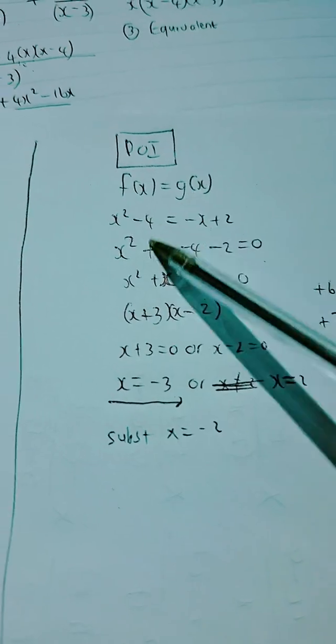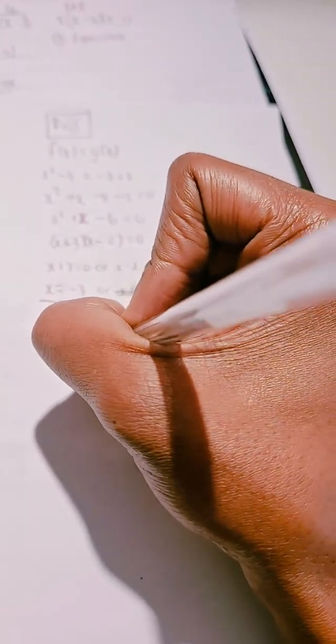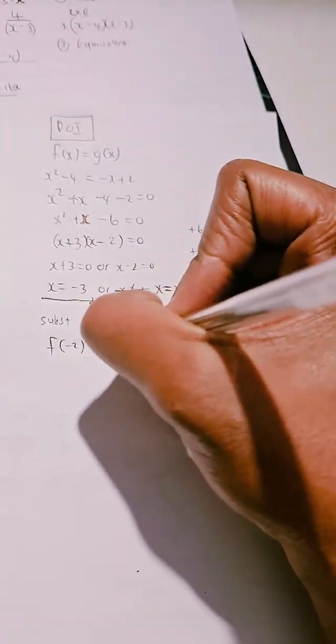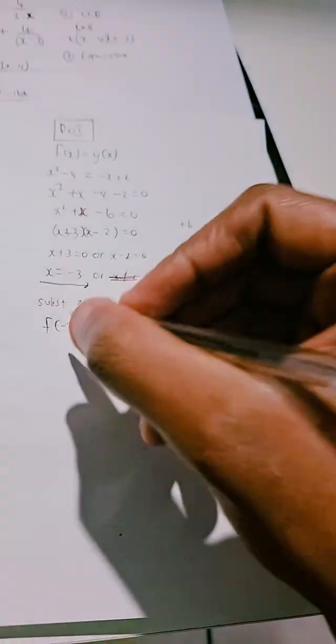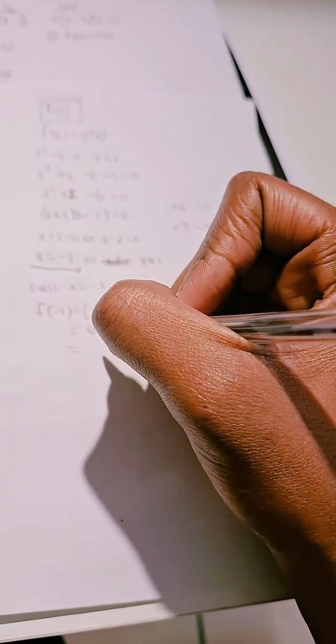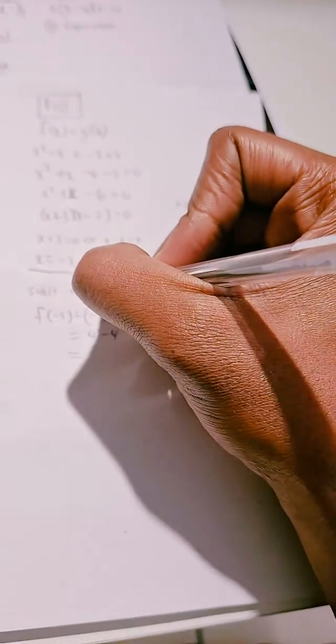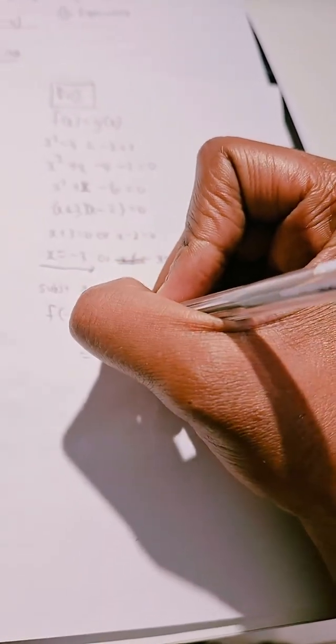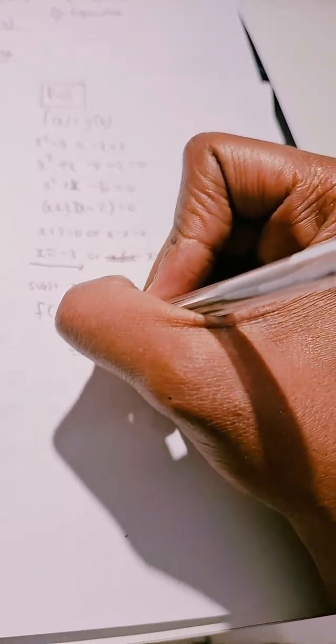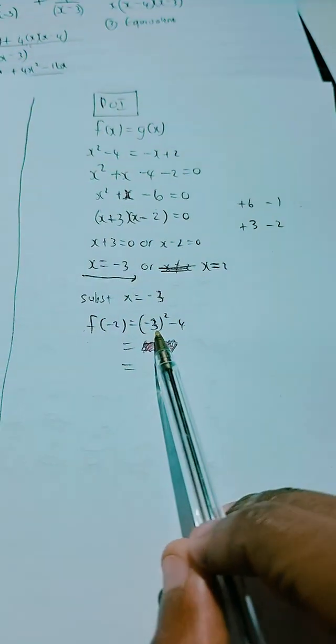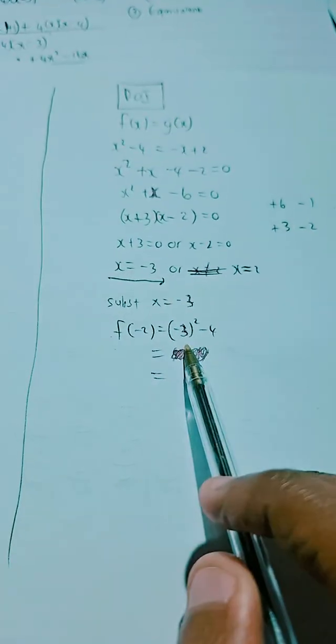You need to heal. Okay, f. Okay, let's substitute there. Okay, so that we can get the corresponding y value. I'm on -3, not -2. What am I doing, man? Sorry, guys. -3. I was supposed to say -3, not -2.